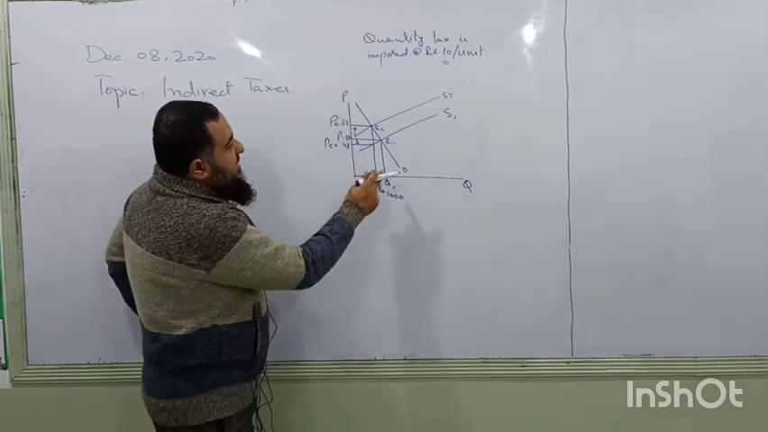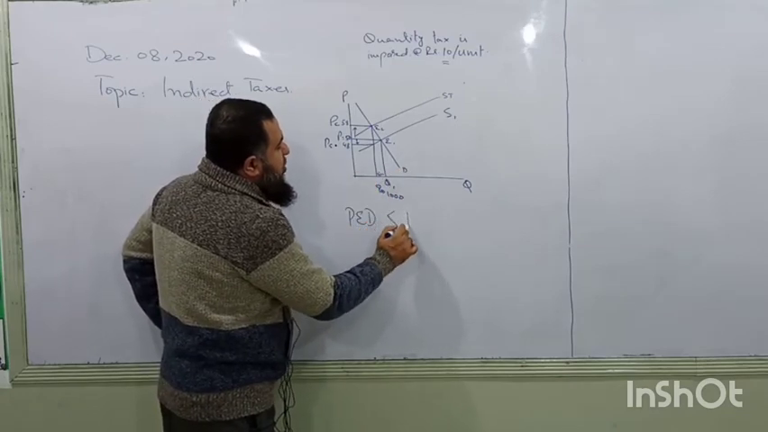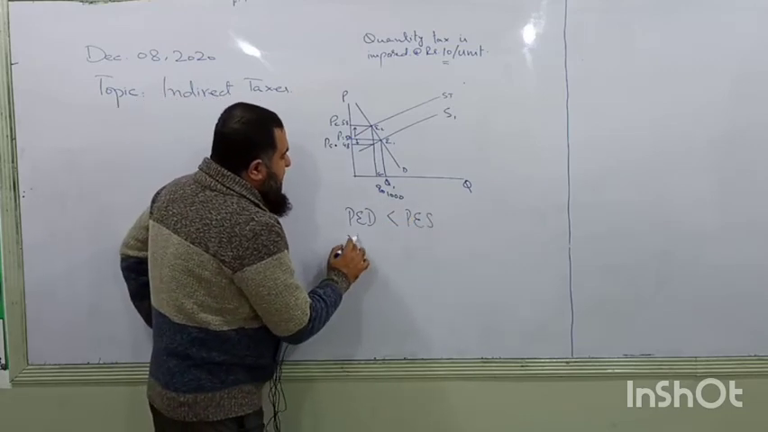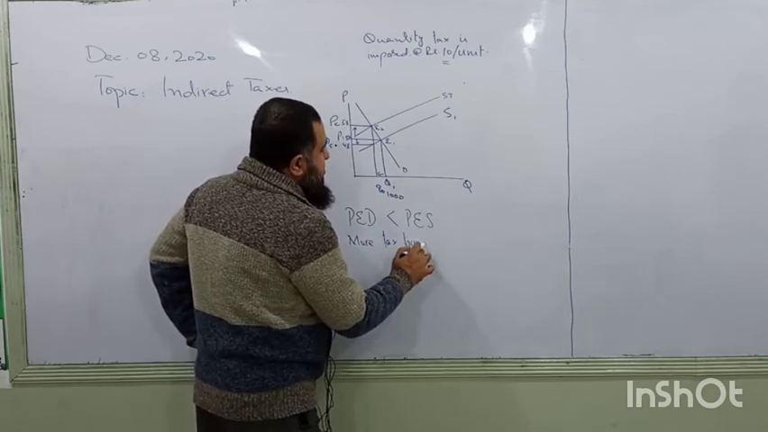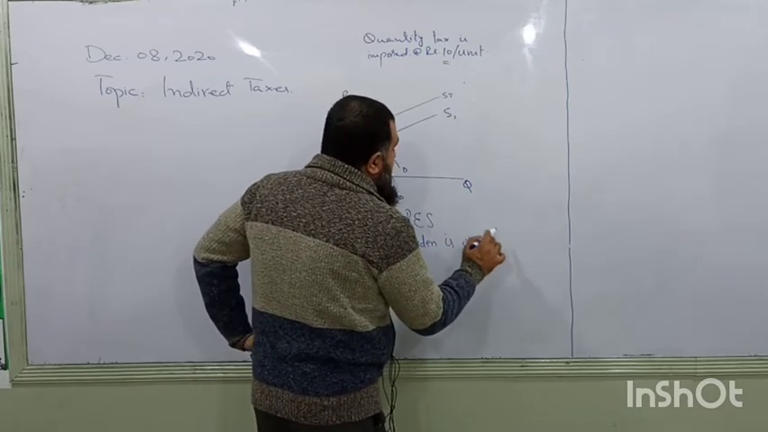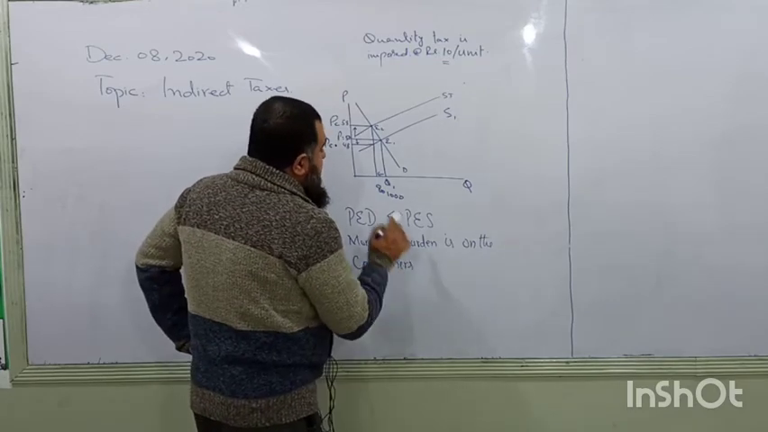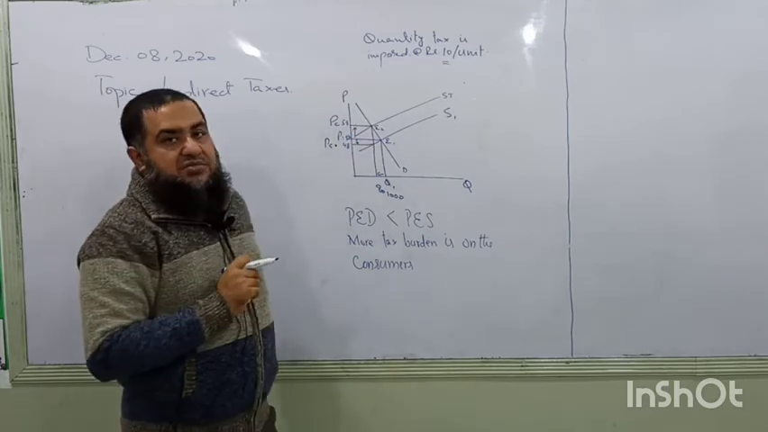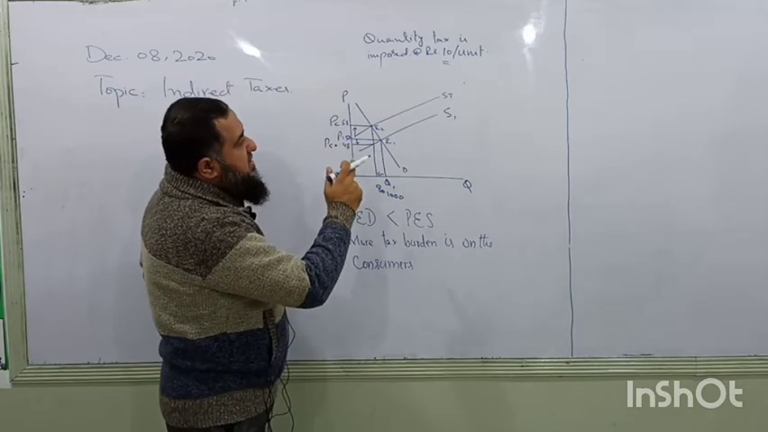So when demand is inelastic, price elasticity of demand is lower than price elasticity of supply. More tax burden is on the consumers, where we find that due to inelastic demand, more tax burden is on the consumer, and the seller's supply is relatively elastic compared to demand.